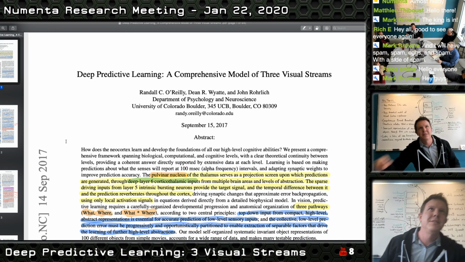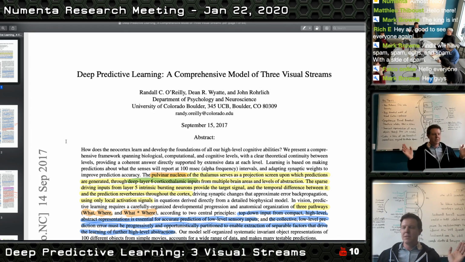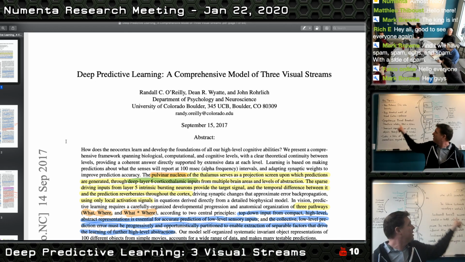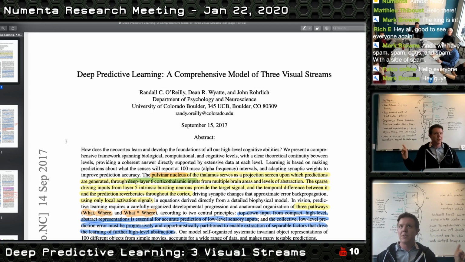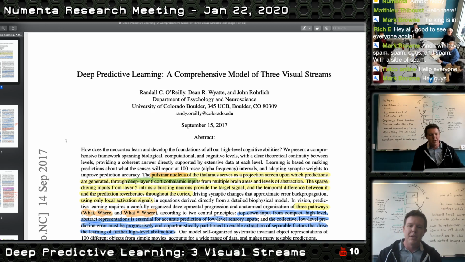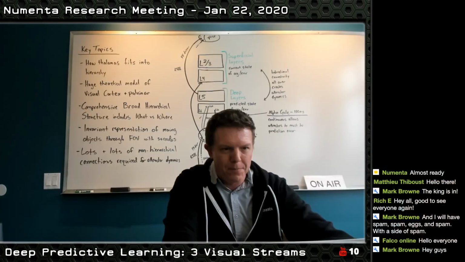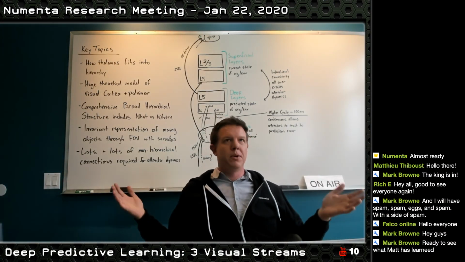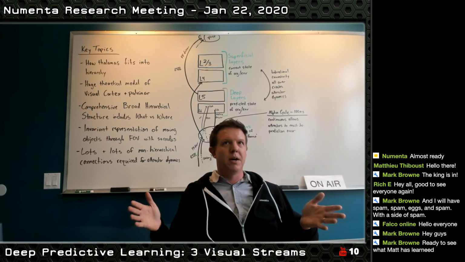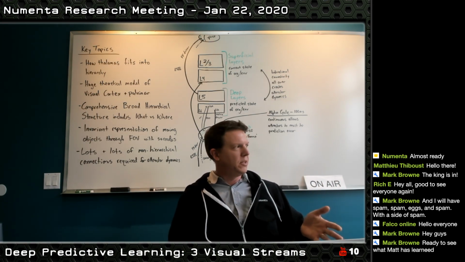This is an epic paper, honestly. I think I should go over the key things first, and then go through the paper and point out what's going on. Epic in size, scope. It really is a comprehensive model of the visual cortex and the thalamus, the pulvinar thalamus.